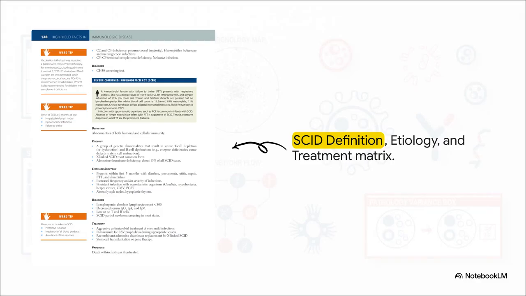Clinically, this presents as that classic devastating triad in an infant: persistent thrush, extensive diaper rash, and failure to thrive. You also need to be looking for the absence of lymph nodes and a hypoplastic thymus. Because of this profound combined T and B cell depletion, SCID isn't just an illness, it's an absolute pediatric emergency. The required treatment matrix involves aggressive antimicrobial treatment, immediate protective isolation, and ultimately a hematopoietic stem cell transplantation.